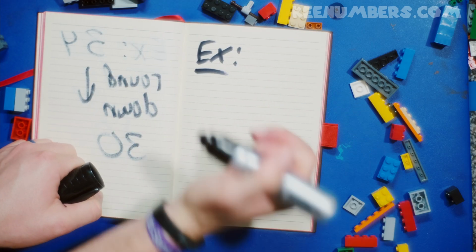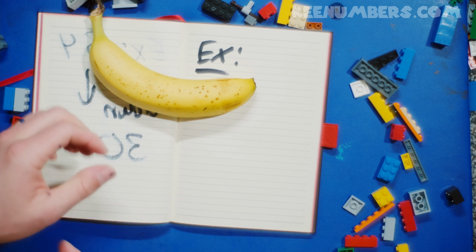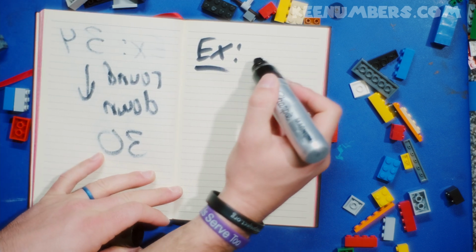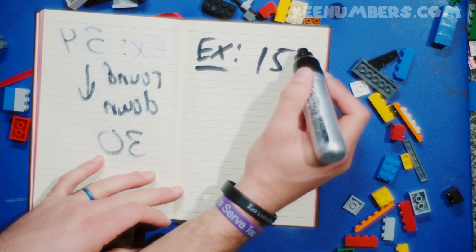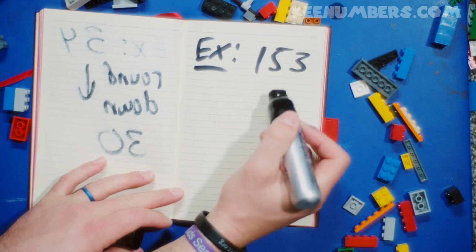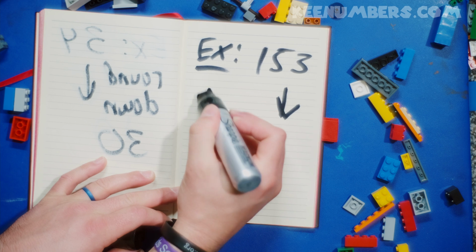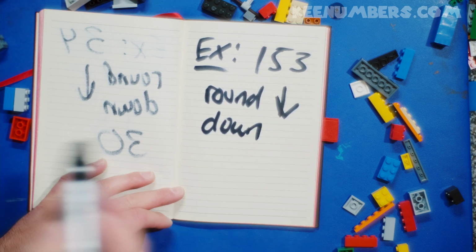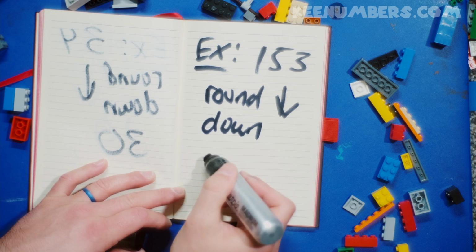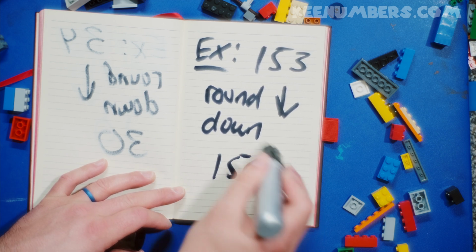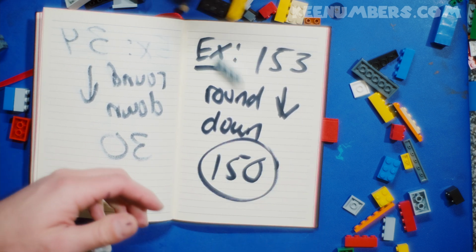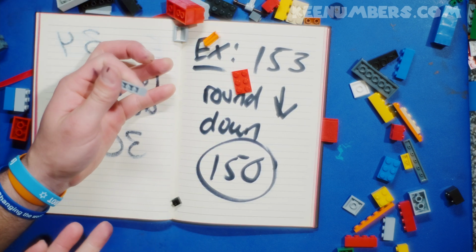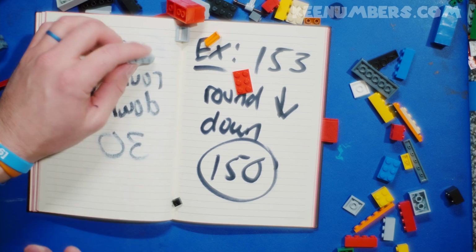Let's say you have a big number. Let's say you have 153. If you want to round down to the nearest 10 because it ends in 3, well, then what's the nearest 10? It's 150. 153 bricks, you could say is approximately 150 bricks. You know, it's about 150.